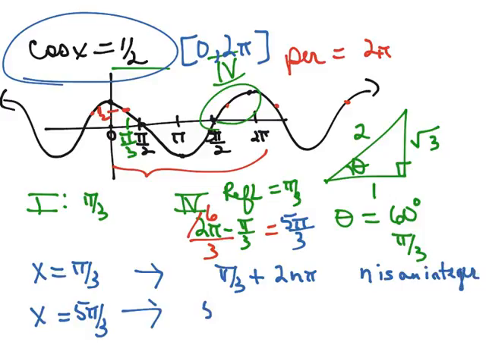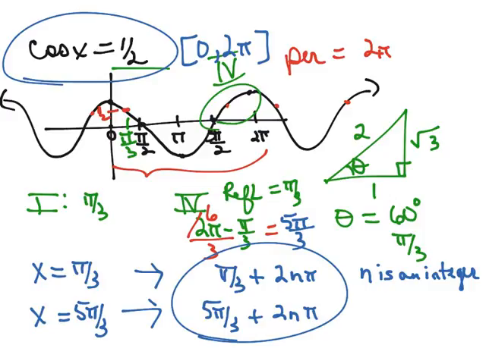And 5 pi over 3 would be 5 pi over 3 plus 2n pi. So these are all the solutions to this equation, while these two are the solutions that fall in between 0 and 2 pi.